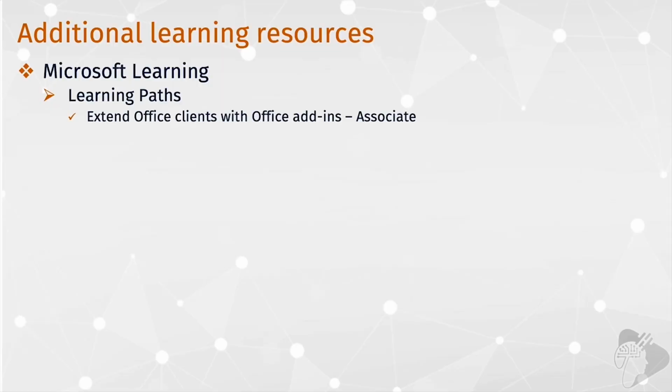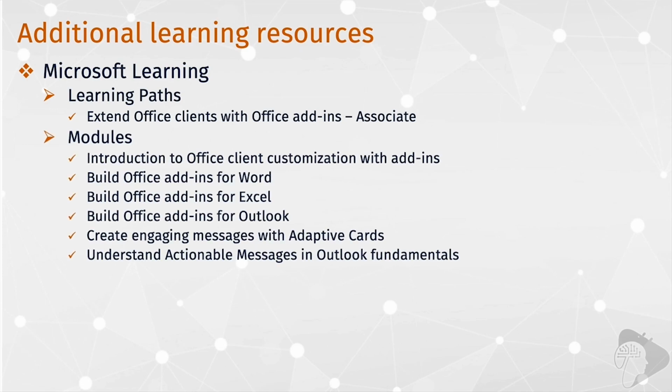The learning path that we have for extending Office is called Extend Office Clients with Office Add-ins - Associate. This includes a handful of modules that are going to walk you through creating add-ins for each of the three primary products: Microsoft Word, Microsoft Excel, and Microsoft Outlook. There are also a bunch of other modules provided here that don't necessarily fit within this learning path. The three called Build Office Add-ins with Word, Excel, and Outlook are the three that are in that learning path at the top of the slide.